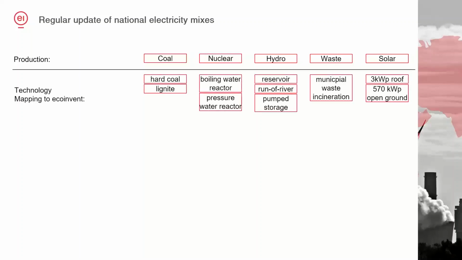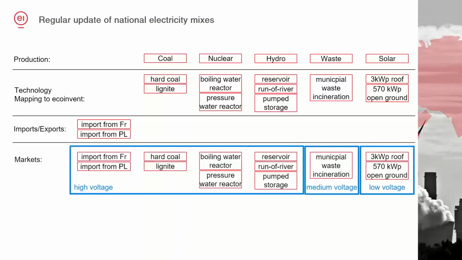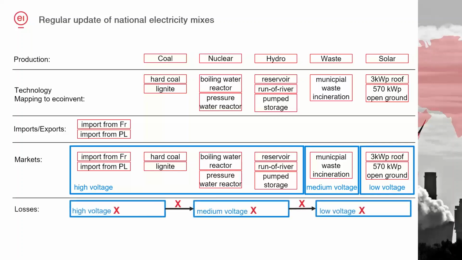The electricity production datasets are modeled for specific production technologies such as electricity from hard coal and lignite, or for nuclear from boiling water reactor and pressure water reactor, or different types of hydro and photovoltaic. Information on imports and exports are added, and the corresponding amounts of the different technologies are distributed to the electricity markets. The markets are all scaled to deliver 1 kilowatt-hour of electricity, while they demand slightly more from the producing activities due to losses, which are introduced on the market level as well as for the transformation between the levels, here marked with an X.